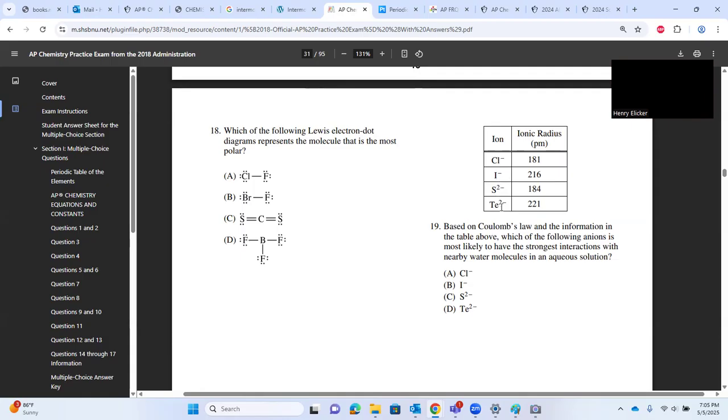So it's either S2 minus or tellurium 2 minus, sulfide ion, or wait, telluride ion, I think, and then sulfide ion. Anyway. And then, well, the smaller ionic radius is the best because the smaller apart you are, the better the attraction. So actually it would be C for 19.